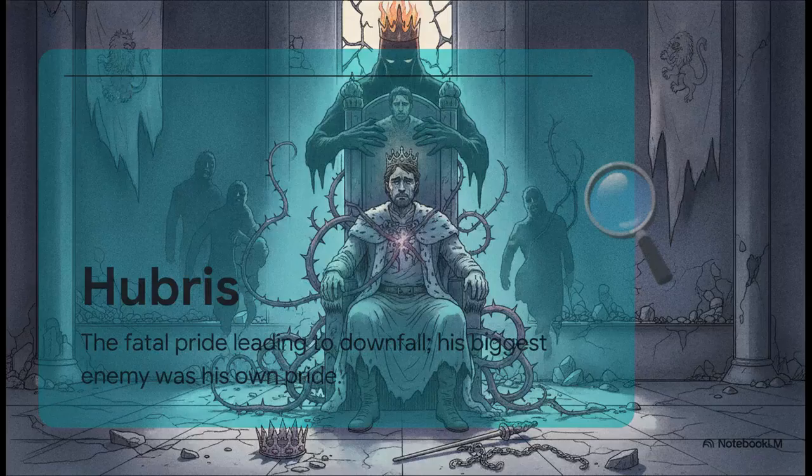So, the crucial point is, it all comes down to hubris, the fatal pride that leads to a downfall. The creator of this AI blueprint explicitly wrote this universal theme into the climax. In part 27, the king realizes his biggest enemy was actually his own pride. His cruelty, his isolation, his relentless ambition to hold absolute power, that was the very mechanism of his destruction.